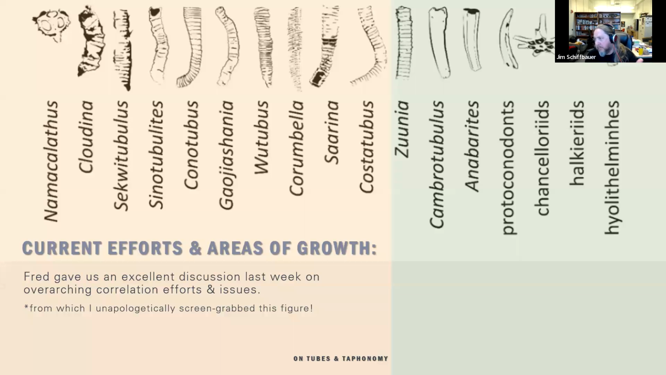I unapologetically screen grabbed this from Fred last week. This is a great figure, showing a lot of the diversity of these tubular organisms that we'll talk about, and highlighted here in the apricot that you can see on the left, that's the Ediacaran organisms, and then those in the springtime green on the right are, of course, those that we see more in the Cambrian. But those lines, I think, are being blurred as we're finding more organisms of this time frame and figuring out what they represent.